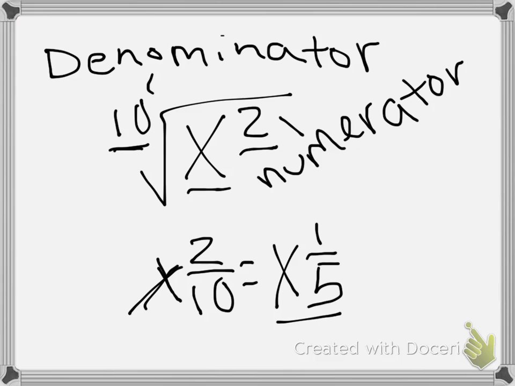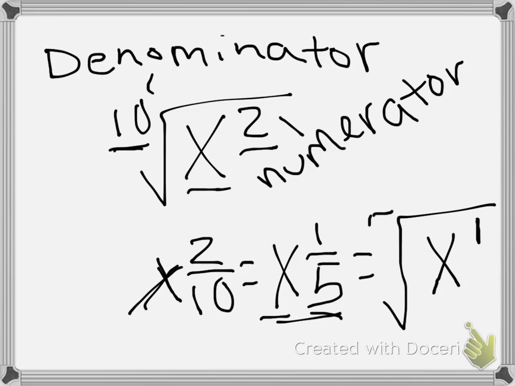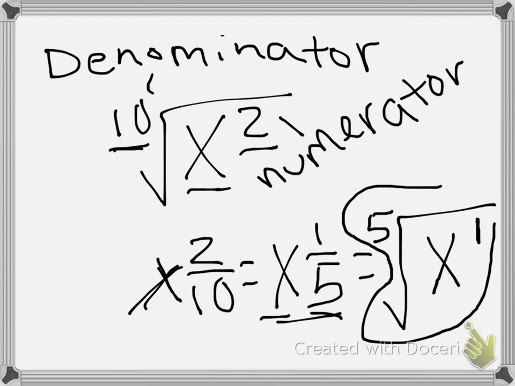Now, in order to get this back into a radical, you're going to need to take your rational exponent. You're going to need to take your base, which is x. So you're going to take your x, and then you're automatically going to assume that 1 is right here. And then you're going to take your root, which is 5. And there you go. That's your simplified expression.